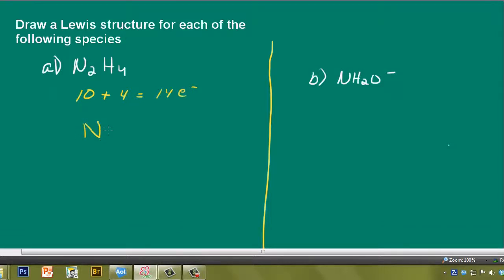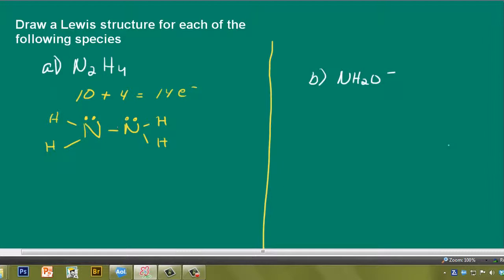First thing I do is draw the skeletal structure. There's really only one way that I can draw this, and there we go. And I have 4 electrons left, so I'm going to go ahead and put a lone pair on each one of the nitrogens. And we know that nitrogen usually forms 3 bonds and has a lone pair.